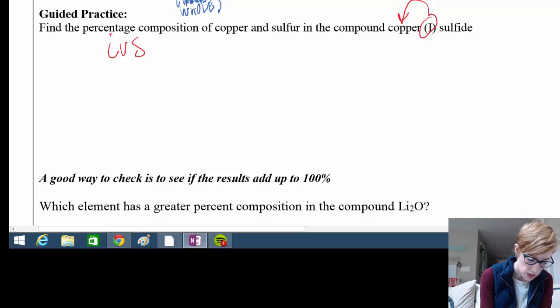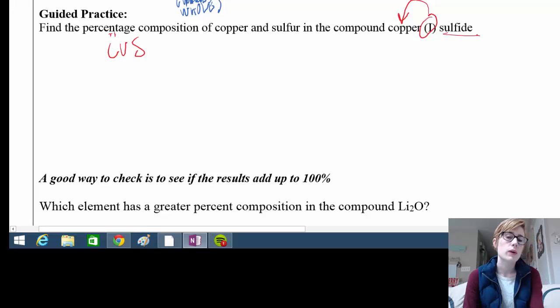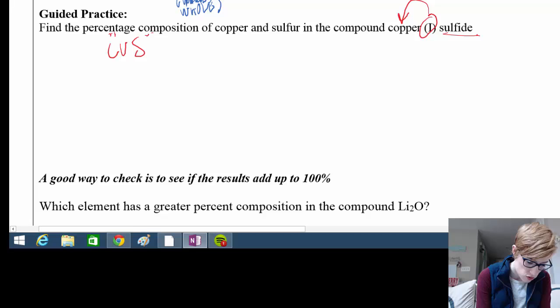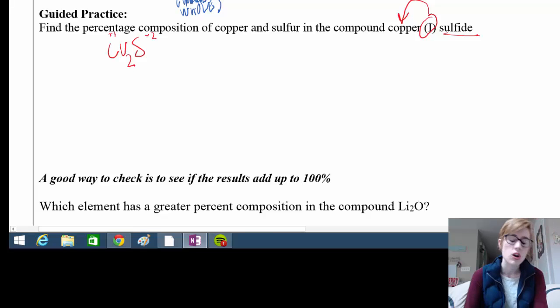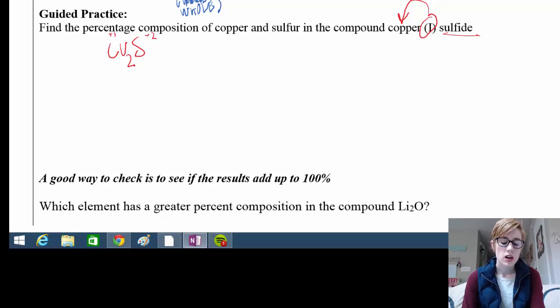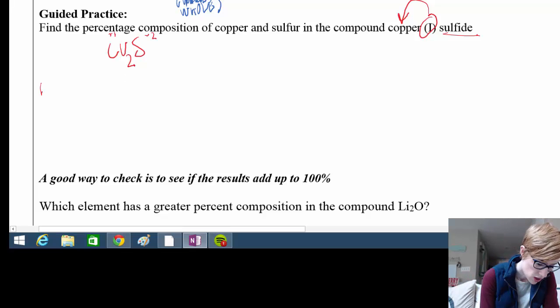If copper has a +1 charge, and sulfur, when I look on the periodic table, it's in group 16, so it has a -2 charge. I know I need 2 coppers to even that out. So my formula is Cu2S. If I'm trying to find the percentage of copper and sulfur, I need to know my part and my whole. Essentially, you're doing 2 problems. We're first going to find the percentage of copper, then we're going to find the percentage of sulfur.